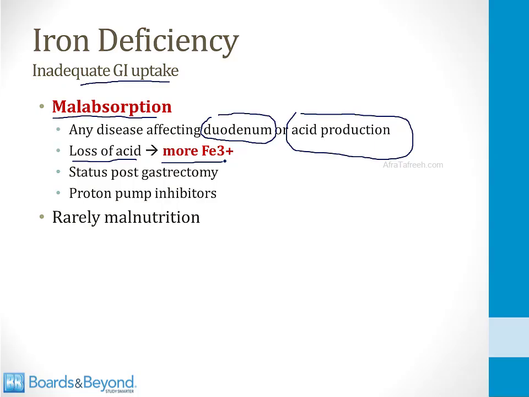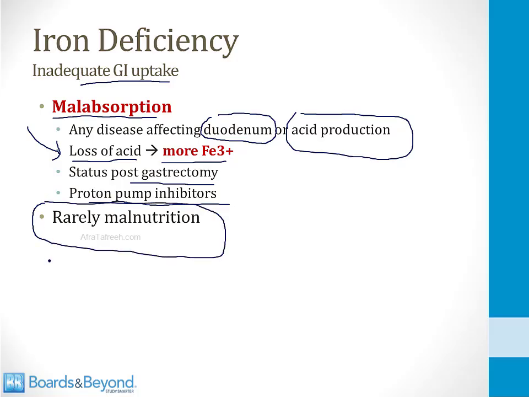So for example, patients who are status post-gastrectomy for any reason can have underproduction of acid. In addition, patients on prolonged proton pump inhibitor therapy can potentially develop an iron deficiency anemia, and the mechanism of that would be loss of acid production. And then finally, in rare circumstances, malnutrition and underconsumption of iron can lead to an iron deficiency anemia.